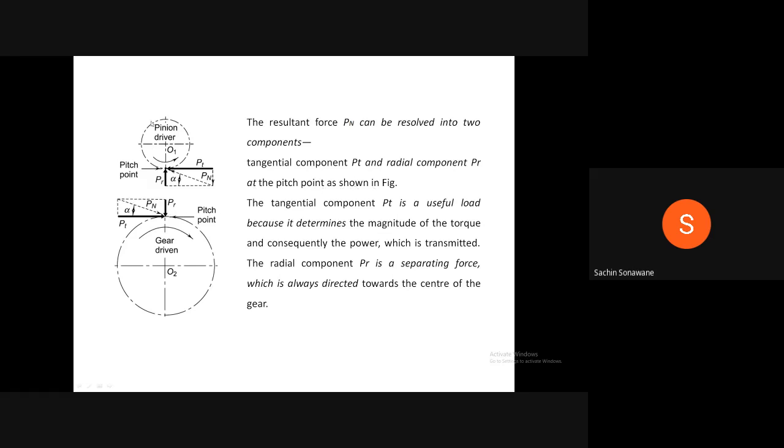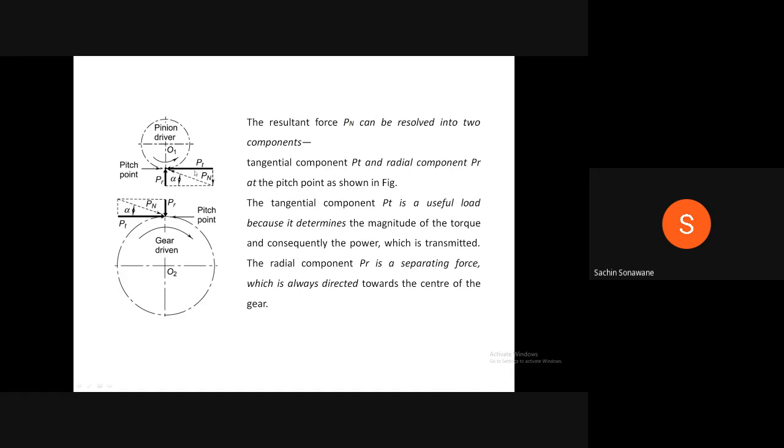Now you just see, first of all we'll see this driver pinion. This is the pitch point. This normal force Pn is acting like this on the pinion tooth. Therefore, this Pn is resolved into two components. PR, that is the radial force. Why is it known as radial force? Because this force is passing through the center of the gear. That's why this force is known as radial force.